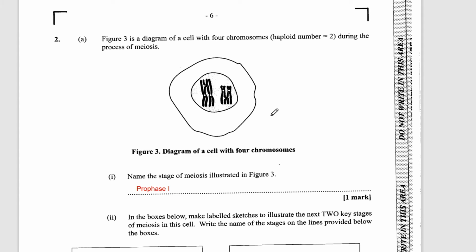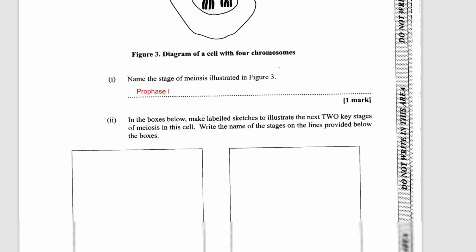Anyway, at this point they're not really aligned at the equator of the cell, and of course they're not being pulled apart yet. At this point they're just kind of hugging up. Well, the name at this point is prophase 1, right? The first prophase. And this is because you still have 4 chromosomes in here with all the chromatids intact. Now in the boxes below, make labeled sketches to illustrate 2 key stages of meiosis in this cell, and write the names of the stages on the lines provided below in boxes.